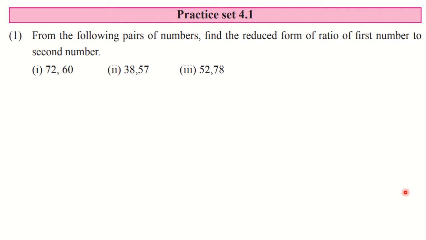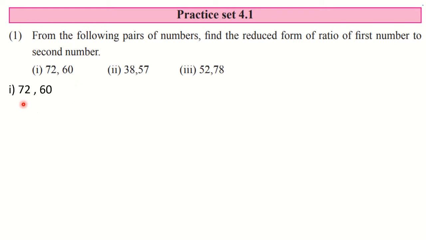Okay. So the first question here, from the following pairs of numbers, find the reduced form of ratio of first number to the second number. So here you can find that in the question two numbers are provided and we have to find the reduced form of the ratio here of first quantity to second quantity, or first number is to second number. Okay. So let's start with first one.